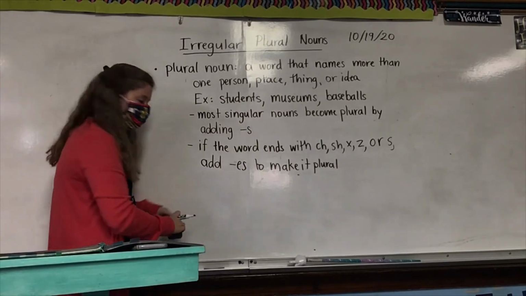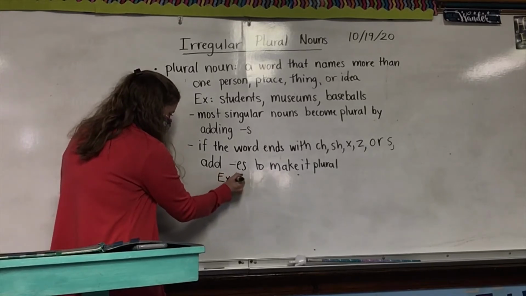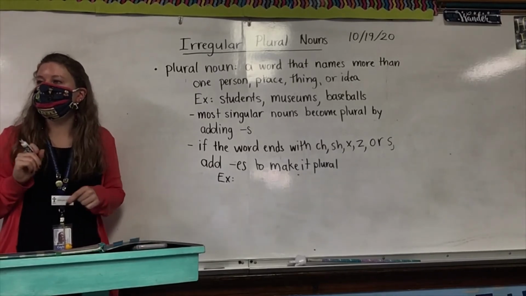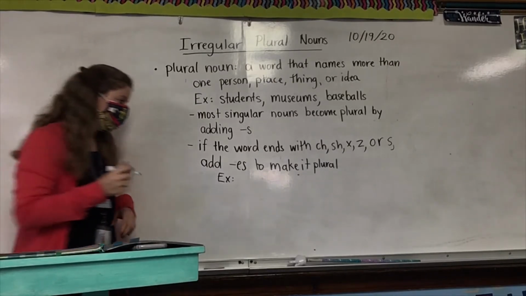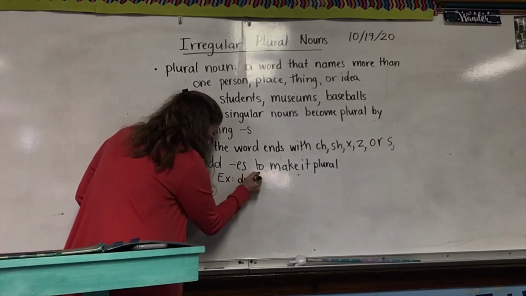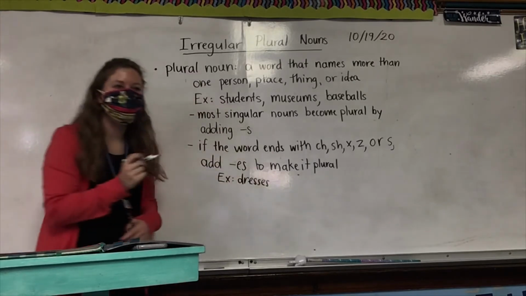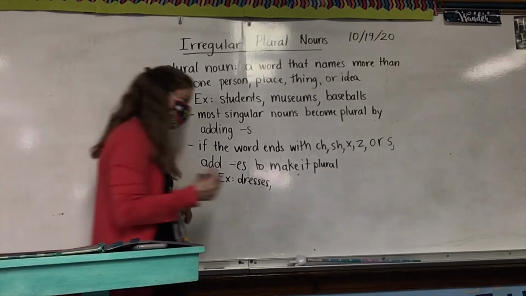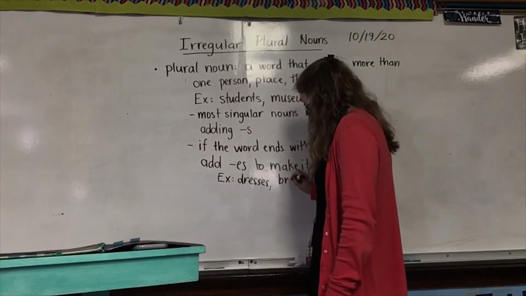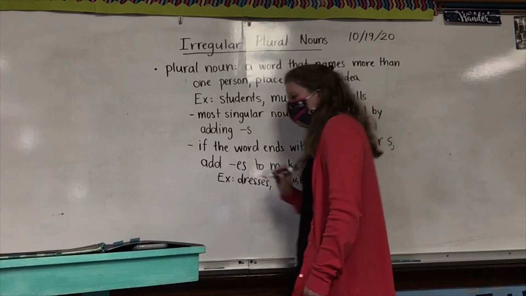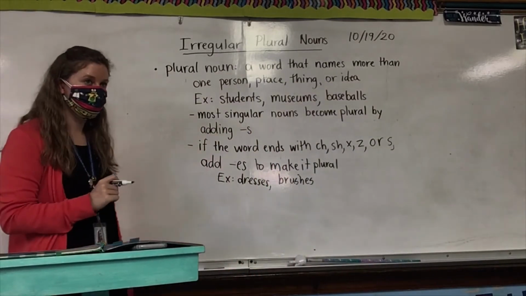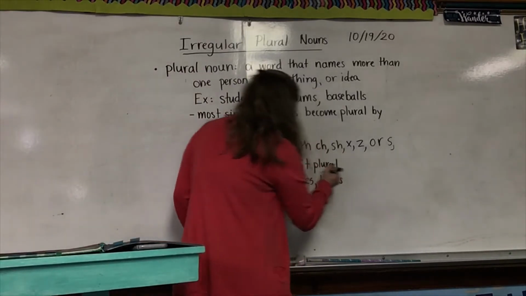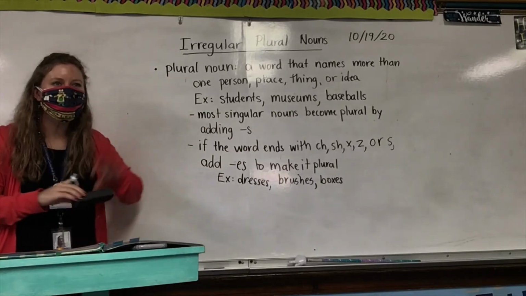So we're going to go over a little bit more underneath that and write example. For example, Ethan, give me one. Dress becomes dresses. Give me another example. Zadie. Brush becomes brushes. Michaela, one more. Box becomes boxes. Very good.